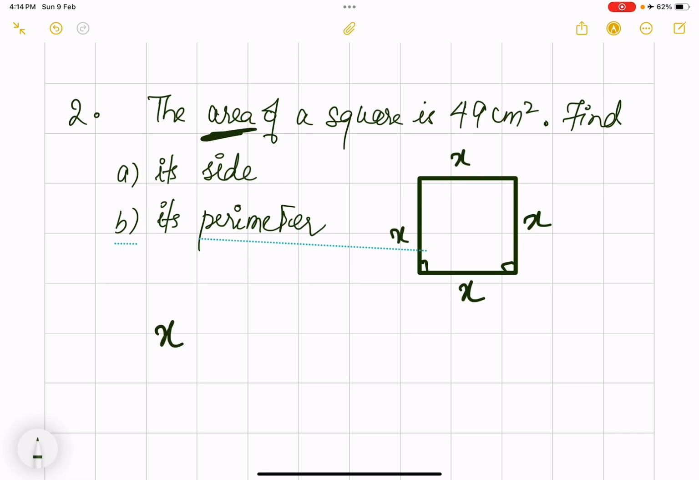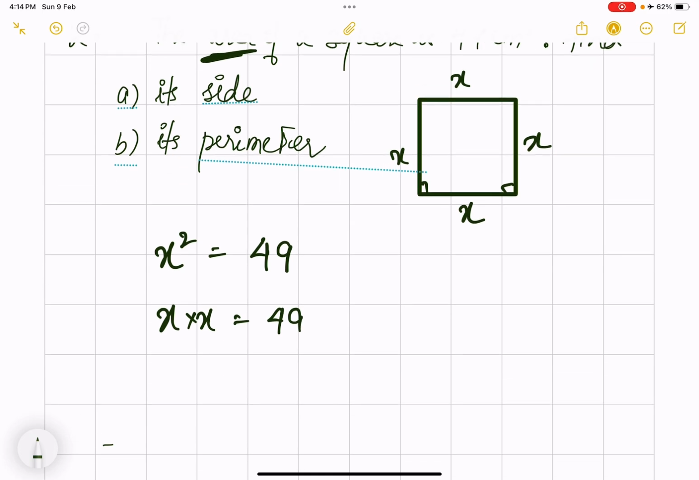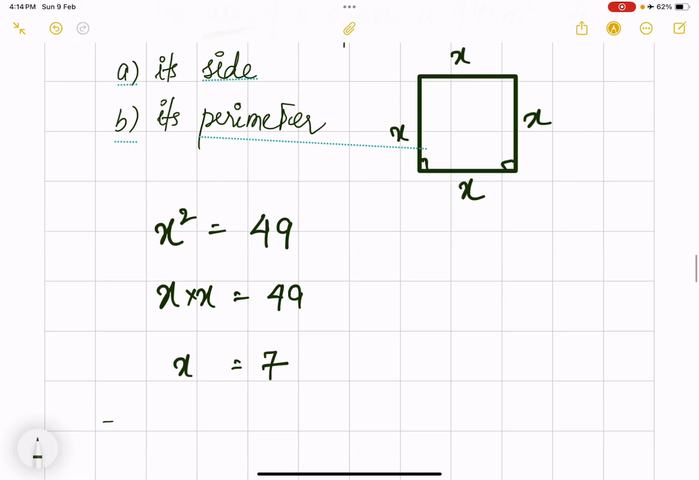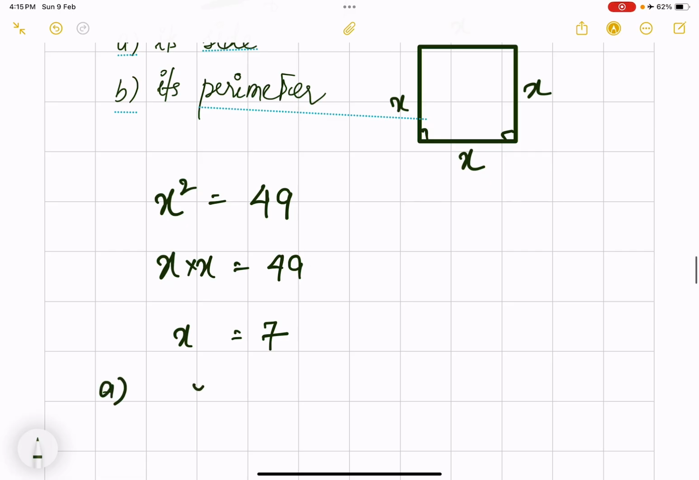We know that x square is equal to the area, that's 49, which means x times x is 49. Think of the number which multiplies to itself, gives you 49. Yes, that's 7. So the value of x is 7. So I can say that the A part, each side is equal to 7 centimeter.